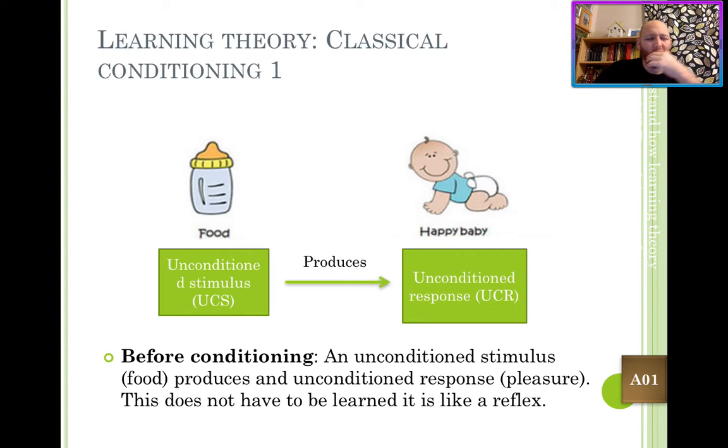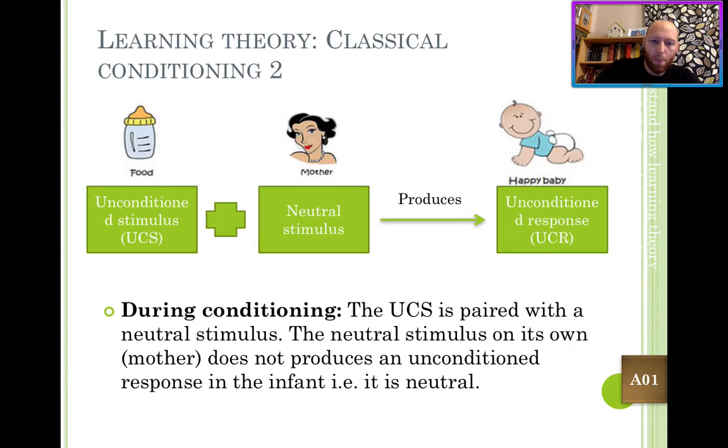Classical conditioning sees attachment as just ever so slightly different. So we have an unconditioned stimulus that produces an unconditioned response. In this case, milk, and the response it produces is relief from hunger or satisfaction or pleasure. And this is the relationship before conditioning. This doesn't have to be taught. This is a natural association. Babies feel more relaxed and satisfied after they've been fed.